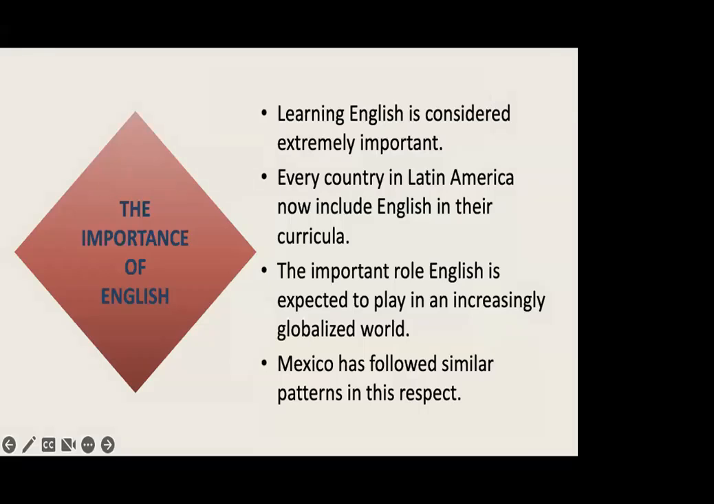This led us to analyze the importance of English as an international and global language. Most countries in the world now include English in their public curricula, emphasizing the important role English is expected to play in an increasingly globalized world. Mexico has followed similar patterns in this respect. English has been taught in public secondary schools since at least 1954, and in many areas of the country, English is now taught as early as in primary or even pre-primary education.